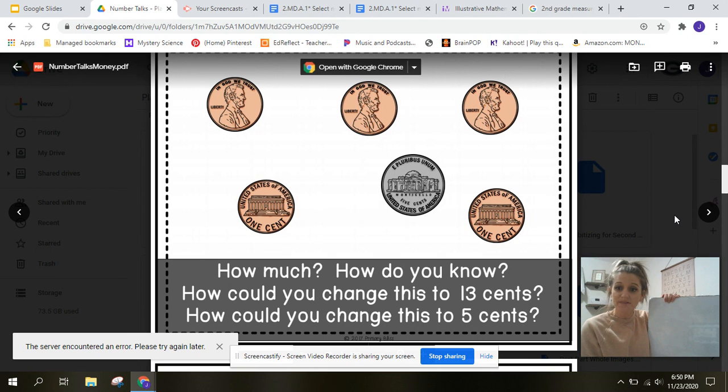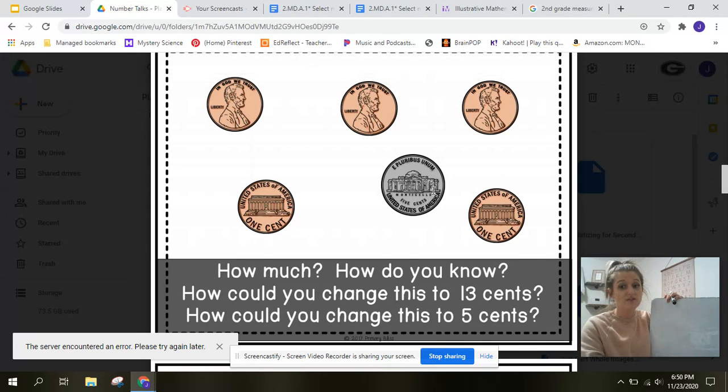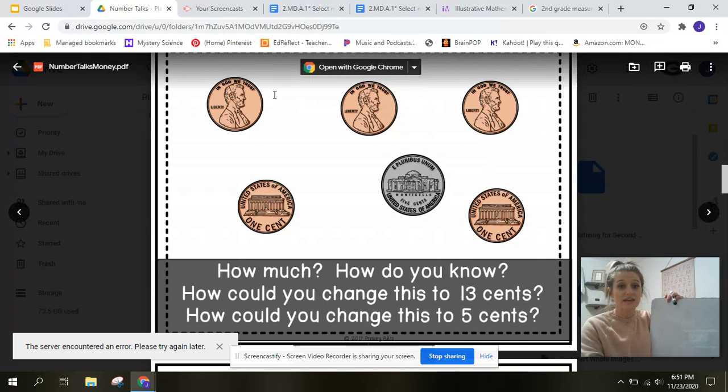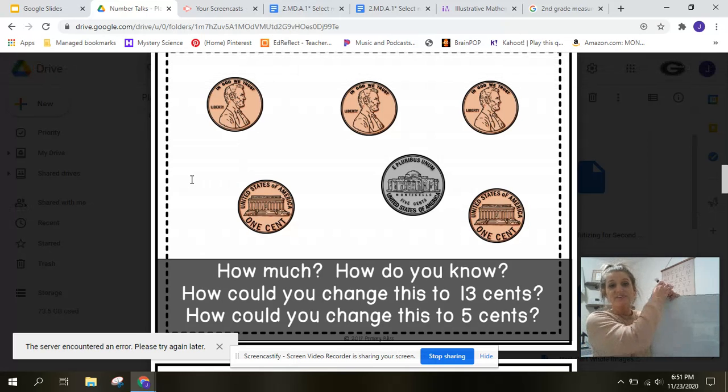So I want you to look at what's on my screen. I have some coins. And if you can recall our song, I know a penny's worth 1, a nickel's worth 5. Okay, so I see a nickel right in the middle. So we know that's our largest coin. So that's where we want to start counting. So 5, count on 6, 7, 8, 9, 10. How much is there? 10 cents.